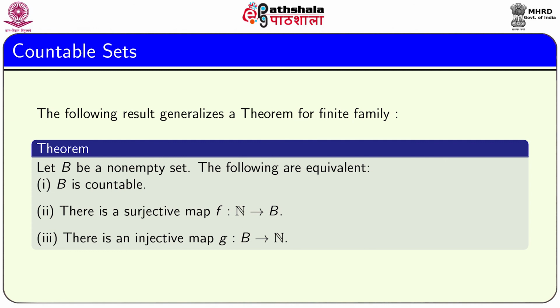The following result generalizes a theorem for finite families. We have already seen this result for finite families. Here we generalize that in the case of a countably infinite set. Suppose B is a non-empty set. B is countable if and only if there is a surjective map F from N to B, and that is if and only if there is an injective map G from B to N.